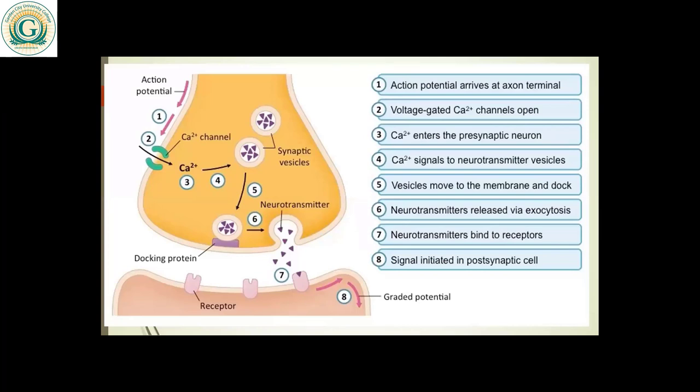Because the calcium is at a higher concentration in the extracellular space than the inside, when it enters, it triggers the vesicle. When the gate opens and the calcium enters the intracellular space of the cell, it triggers the vesicle, and the vesicle moves down to fuse with the docking protein, thereby releasing the neurotransmitters.